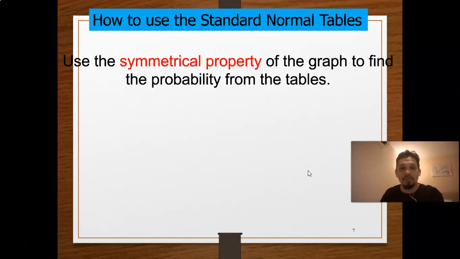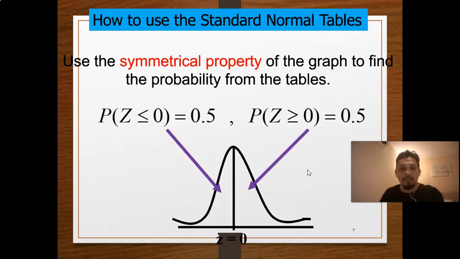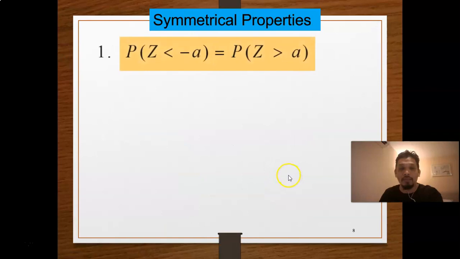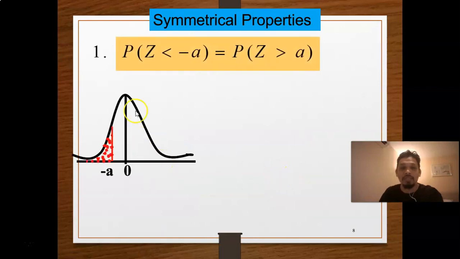Use the symmetrical properties of the graph to find the probability from the tables. Each area on the left side is equal to the area on the other side. As I mentioned just now, the total area between the curve and the x-axis is equal to 1, and it is symmetrical with a mean equal to 0. So the area on the left side is half, which is 0.5, and on the other side it's also 0.5. Symmetrical on the left side for z less than negative a. Just imagine that if we fold this, and bring this area with the red dot to the other side, it is equal to the area of this.